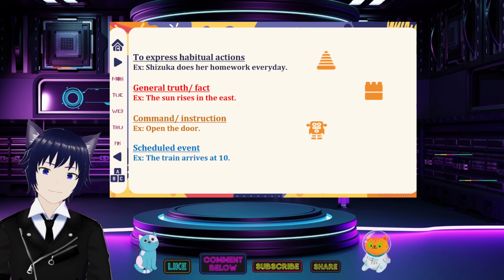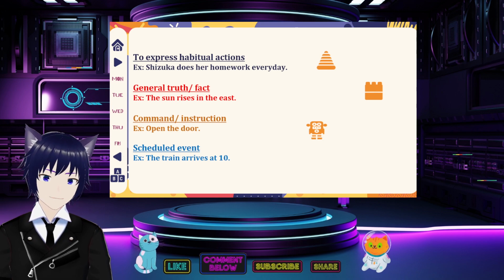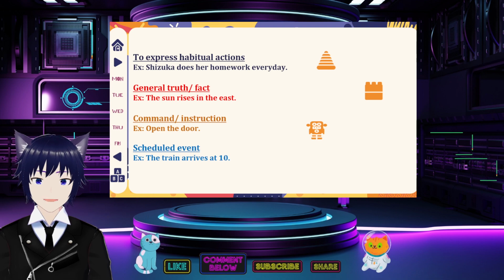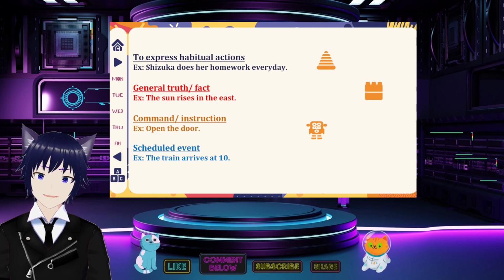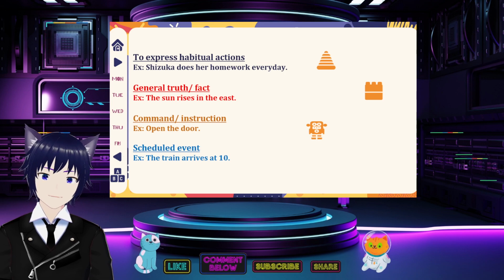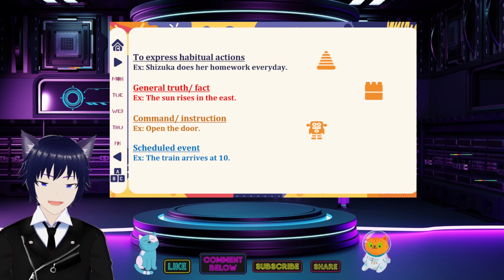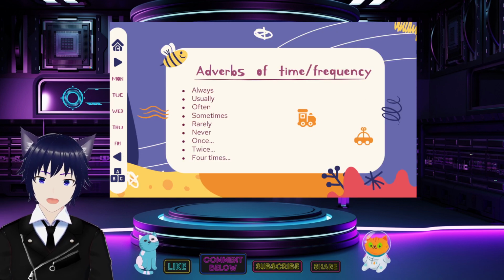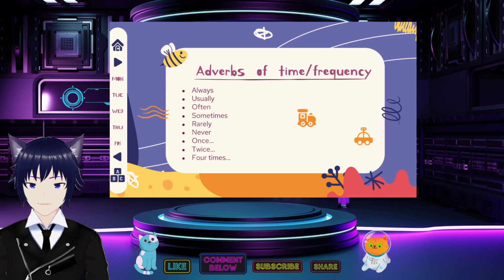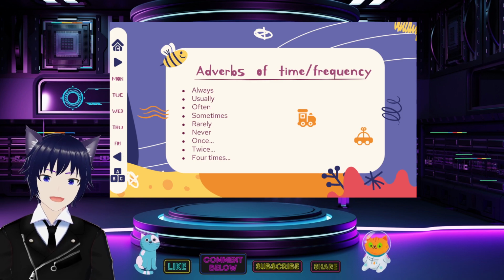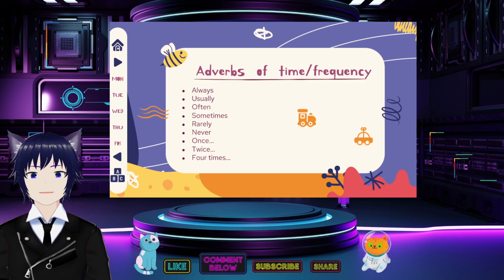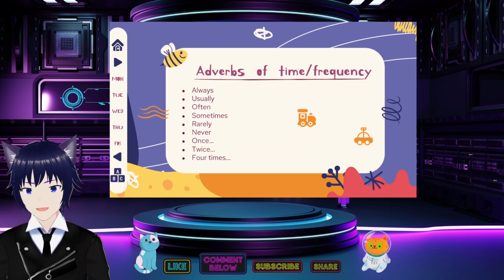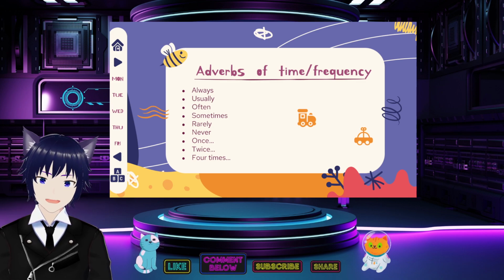Okay, now we know that we can use simple present to express habitual actions. For example, Shizuka does her homework every day. In here, the word every day is one of the adverb of frequency. So we can use the adverb of frequency to tell how often someone does something. Here, I will give you some more examples of adverbs of frequency. We can use always, usually, often, sometimes, rarely, never, once, for example, once a week or once a day, twice, 4 times, and so on and so forth.